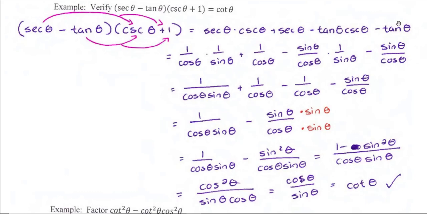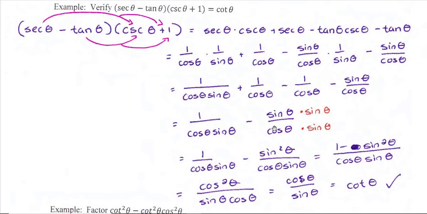I'm stuck, so I'll turn everything into sines and cosines. This is 1 over cosine, 1 over sine, plus 1 over cosine, minus sine over cosine times 1 over sine, minus sine over cosine. Now, you probably notice that these sines are going to cancel, and we're left with this 1 over cosine. So when I do that, this positive 1 over cosine of theta minus this 1 over cosine of theta is going to cancel. And I'm left with 1 over cosine sine minus sine over cosine.